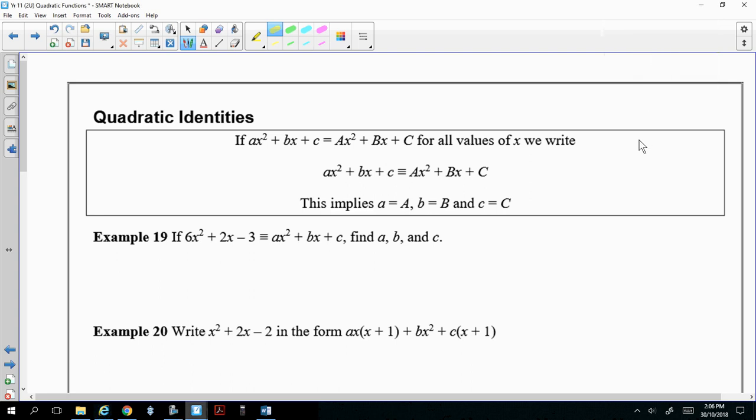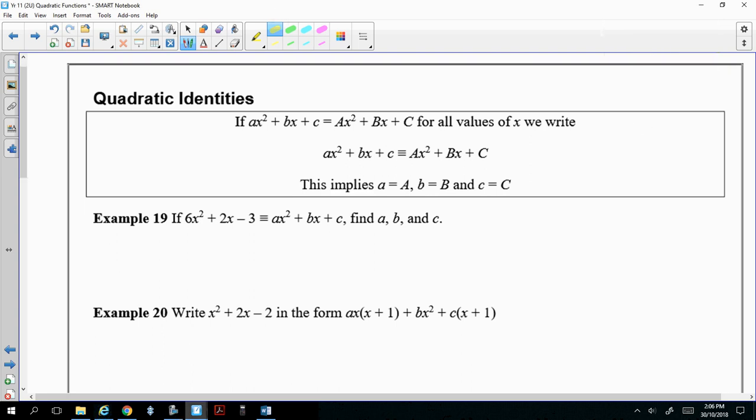Okay, so today we're going to learn about quadratic identities. If two quadratic expressions are equal, then all the matching coefficients are equal. So the coefficient of x squared will be equal to the coefficient of x squared on the other side. The coefficient of x will be equal to the coefficient of x on the right side, and they will all be equal. Okay, a equal to capital A, b equal to capital B, c equal to capital C.